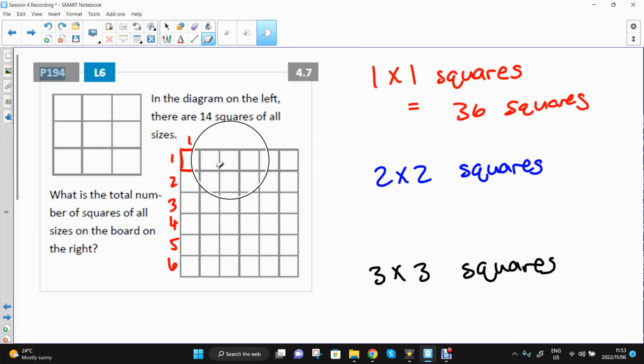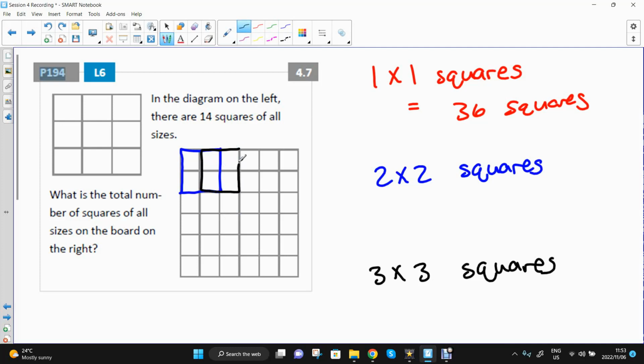Okay, let's erase. We now want to look for all the 2 by 2 squares. So let me draw the first one out for you. There's a 2 by 2 square. That's my first 2 by 2 square. Then this can also be a 2 by 2 square. And I can have another one. So this is going to take me forever.